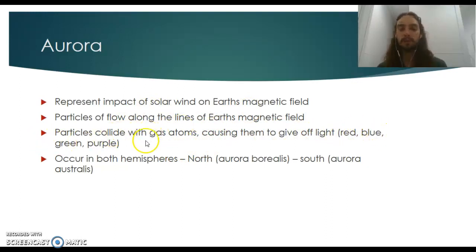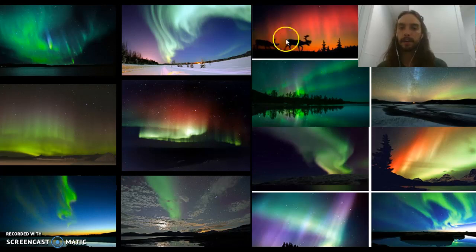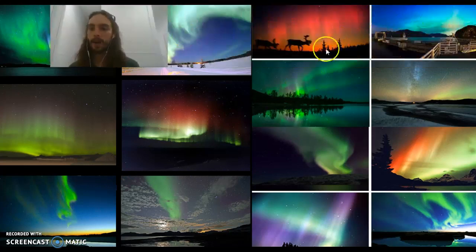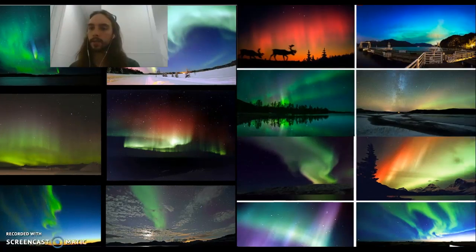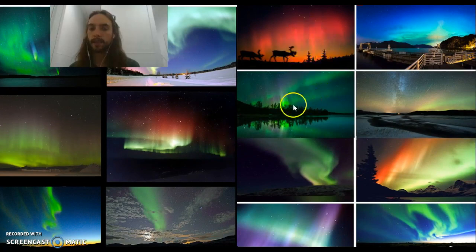The aurora is beautiful. It's got all sorts of different colors. And they occur in both hemispheres, the northern hemisphere, which is aurora borealis, and the southern hemisphere, which is aurora australis. So here, all of these are Iceland, these four. So this is the northern hemisphere, aurora borealis. You can see you've got purple, green, red. Down in here, this looks like the northern hemisphere as well. We've got some orange, some green, purples.